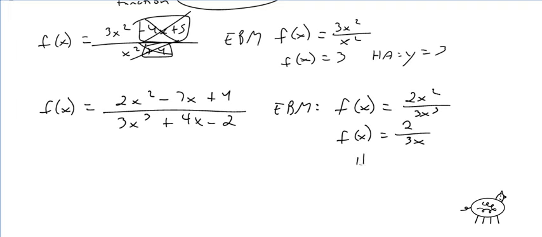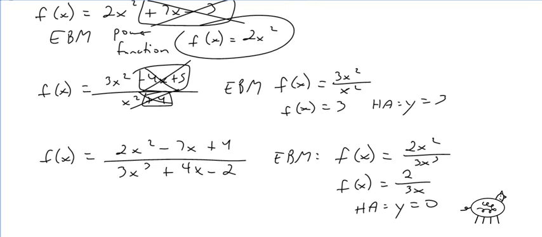Okay, and what's my horizontal asymptote for this one? It is y equals 0, of course, because the degree on the bottom is bigger, so it's automatically y equals 0. Okay, so far so good.